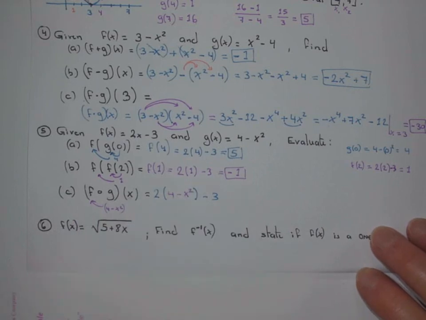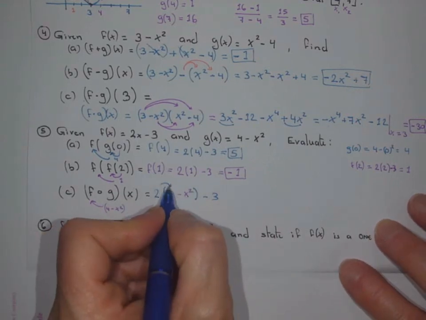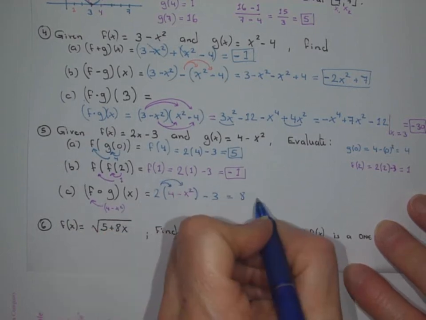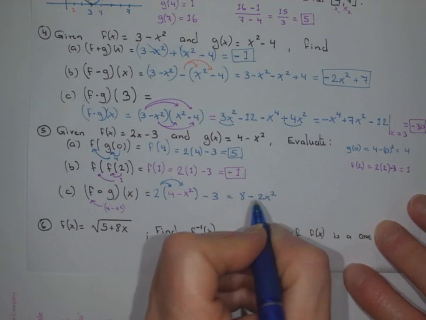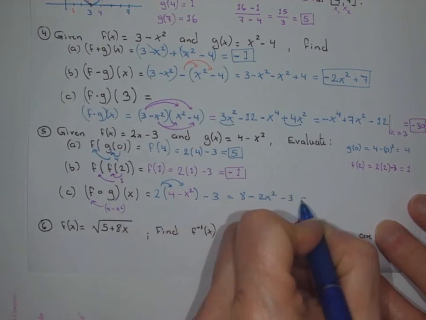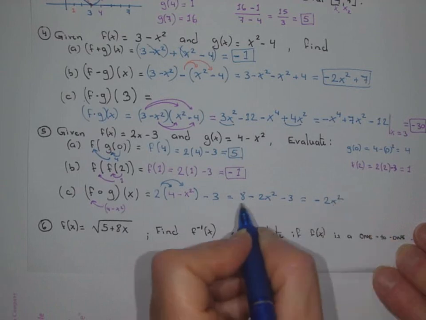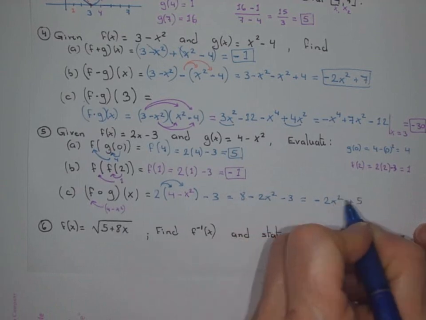And once that's set up, now we're just going to distribute. So 2 times 4 is 8. 2 times negative x squared is negative 2x squared. And then we still have that minus 3 in the back here. And now we put our like terms together. So negative 2x squared, and then 8 minus 3 is 5. And that will be your answer.